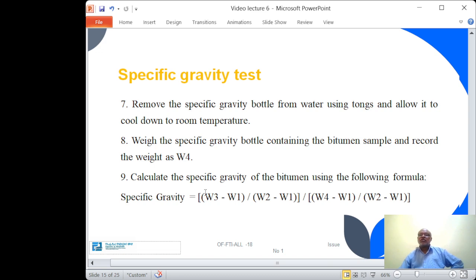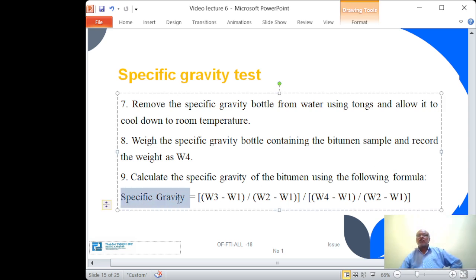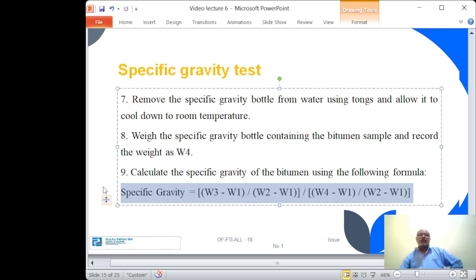Ninth, calculate the specific gravity of the bitumen using the following formula. This is a formula to calculate the specific gravity from the recorded weights.